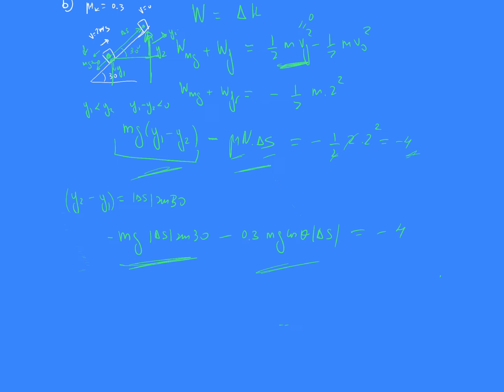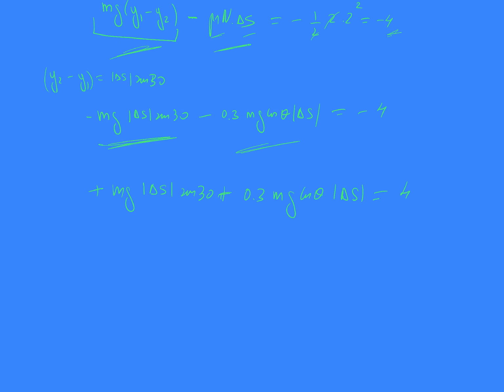So delta s, the magnitude of delta s. Let's put this equation like this. Let's change the sign. Instead of having minus, let's put plus: plus mg delta s sine of 30 plus 0.3 mg cosine of theta times the magnitude of delta s equals 4. It's the same equation as the other one, but I have changed the sign.